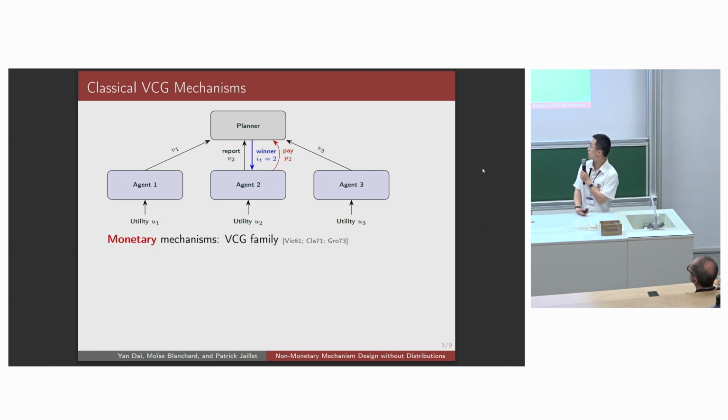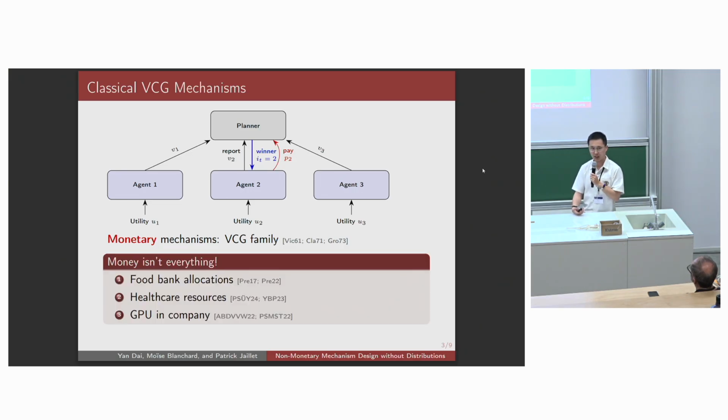And then the winner is going to pay something to the central planner, and its calculation is determined as the second highest bid. But the issue is that money isn't everything. It sounds sketchy to say, let's run an auction to decide who will be the keynote speaker. So there were some very recent works in these couple of years considering whether it is possible for us to get rid of money.